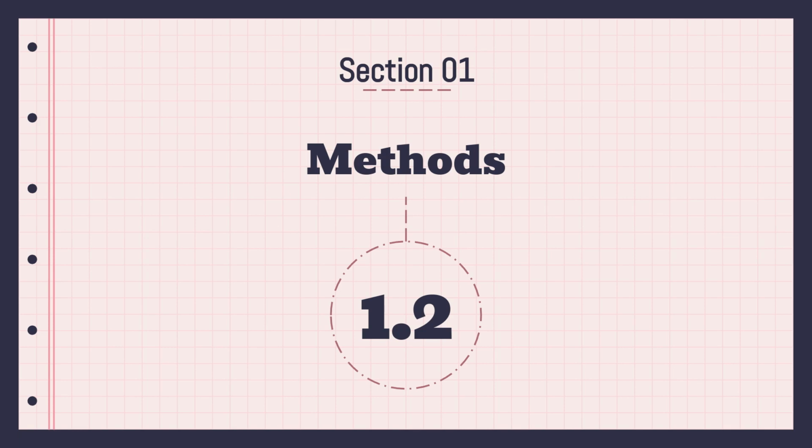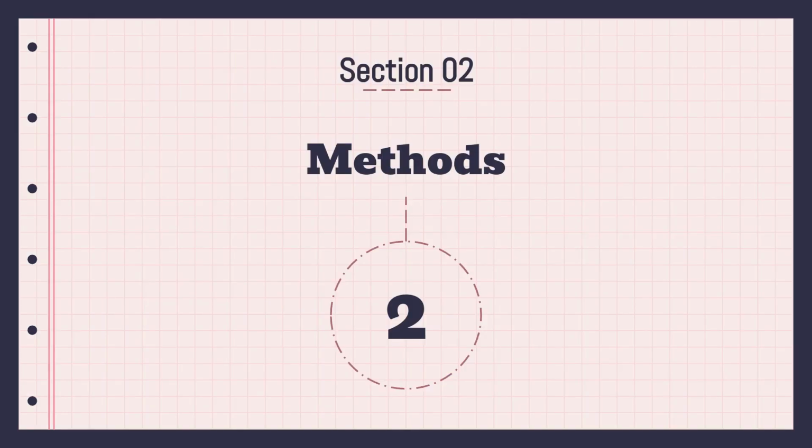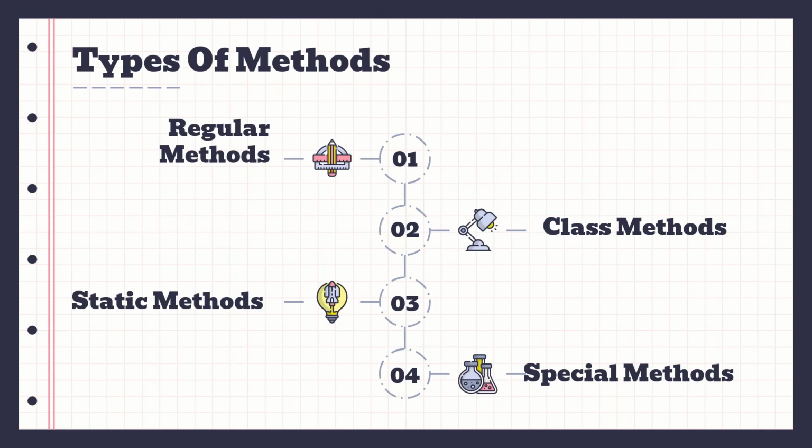So whenever you have a function within a class, we don't call it a function anymore, we call it a method. That's basically what a method is, a function within a class. Once we have that, let's talk about the different types of methods that we have. We have regular methods, class methods, static methods, and special methods. Those are the main types of methods that we have.